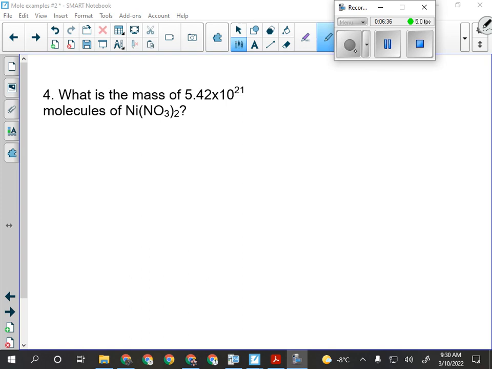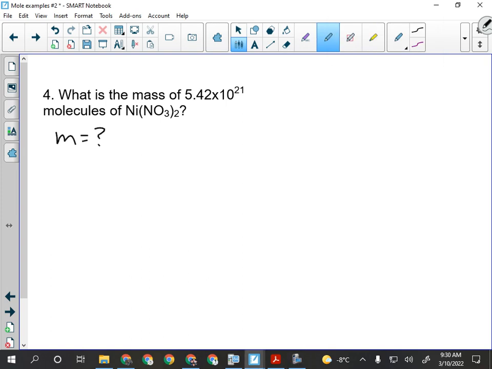So on number 4, we're looking for the mass, so we're looking for little m. We're told the number of molecules. It's 5.42 times 10 to the 21. More or less than 1 mole? Less, yeah. 1 mole is 6.02 times 10 to the 23. This is times 10 to the 21, significantly less than 1 mole.